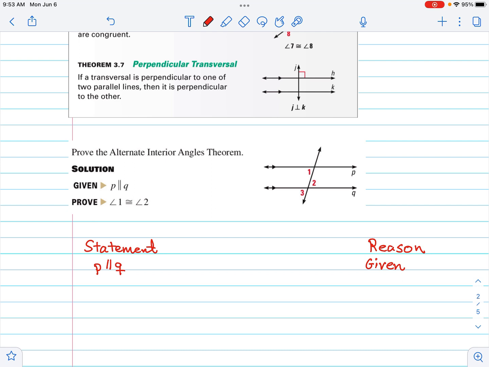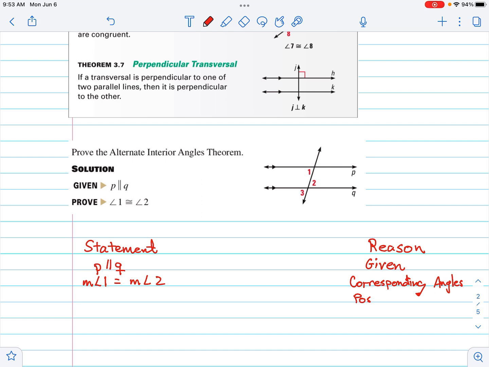Now, let's see what else we know here. Remember, we want to show that angle 1 is congruent to angle 2. Now, what do we know here? We know that the measure of angle 1 is equal to the measure of angle 2, and we know that because of corresponding angles. The corresponding angles postulate. Okay, so we know that.